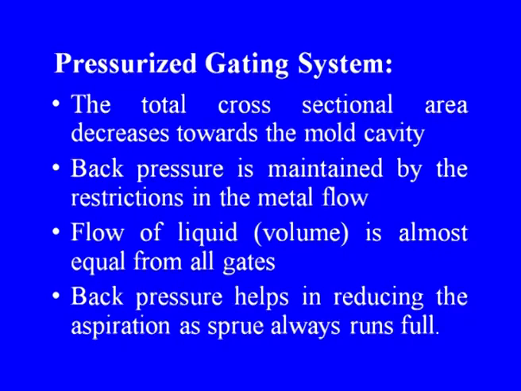Types of gating systems. The gating systems are of two types: pressurized gating system and unpressurized gating system. In the pressurized gating system, the total cross sectional area decreases towards the mold cavity. Back pressure is maintained by the restrictions in the metal flow. Flow of liquid is almost equal from all gates. Back pressure helps in reducing the aspiration as the sprue always runs full.